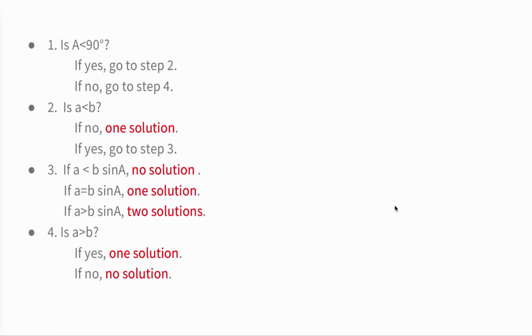I've also formatted the exact same information in choose-your-own-adventure style format. It just doesn't involve the chart, which takes up a lot of space. All right, so is A less than 90 degrees? If yes, go here. Is A less than B? If no, one solution. If yes, go to 3, and then you check B sine A. If A is greater than or equal to 90 degrees, go here and check the obtuse triangle. So, another way to convey the exact same information.